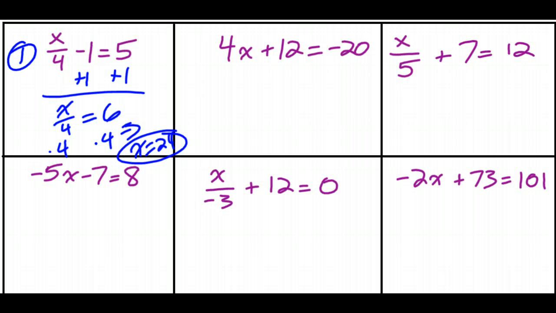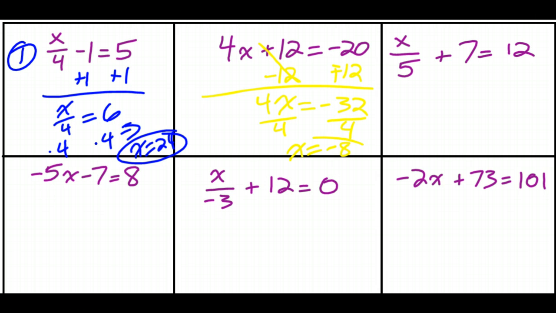For number 2, 4x plus 12 equals negative 20. We'll subtract the 12 out first. Get 4x is equal to negative 20 minus 12. Negative 20 plus negative 12 is negative 32. Divide by 4 and get x is equal to negative 8.